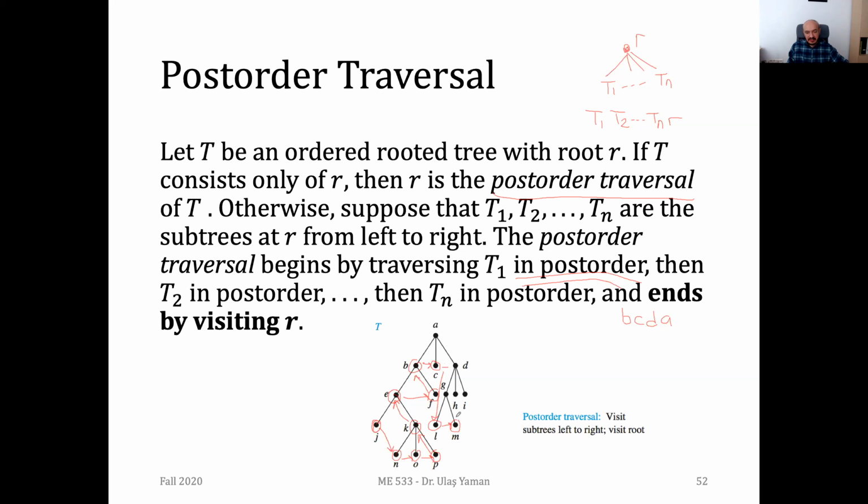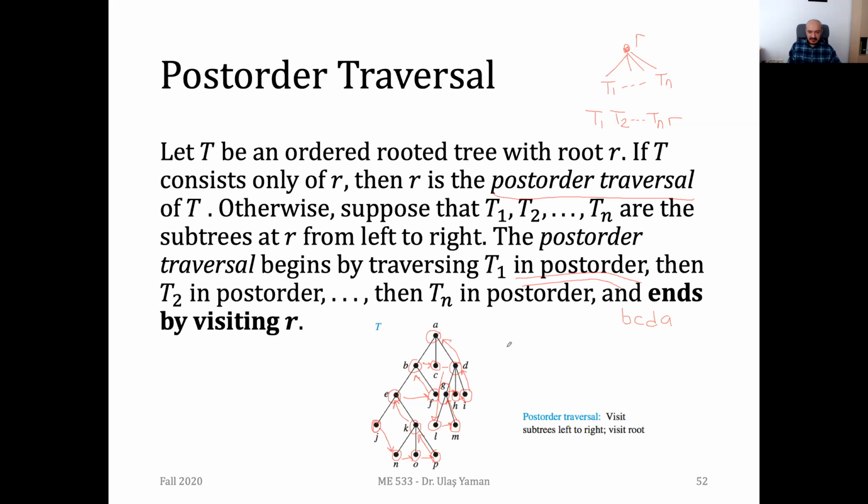After M, I need to visit the parent of these 2, which is G here, and then the siblings of G should be visited, H, and then I. And lastly, since these children are already visited, I need to visit the parent, D. And lastly, since all these children are visited, the last item in our traversal will be the root itself.